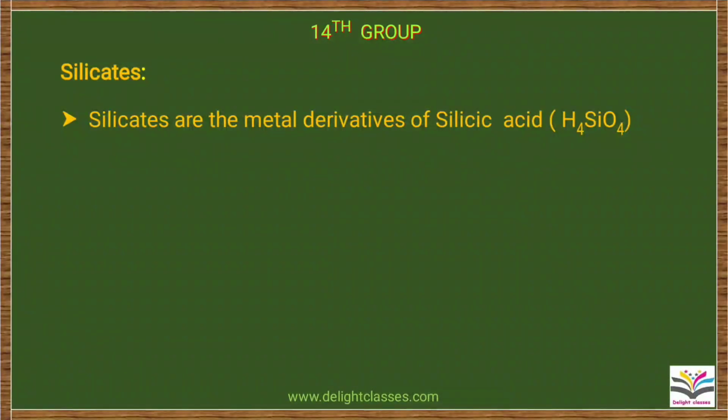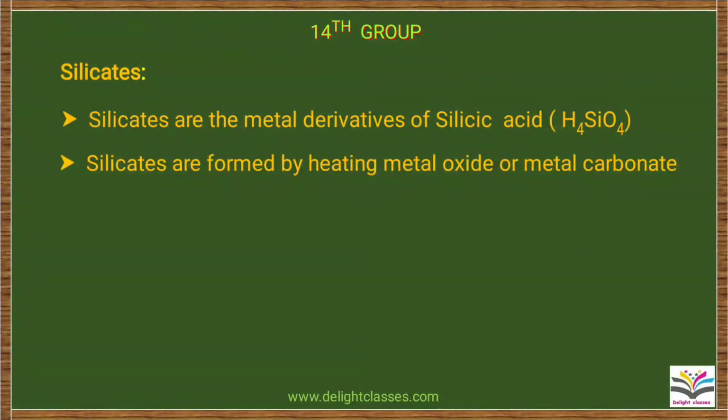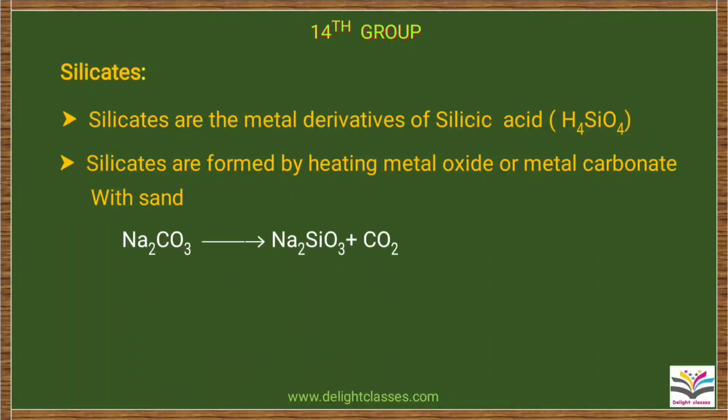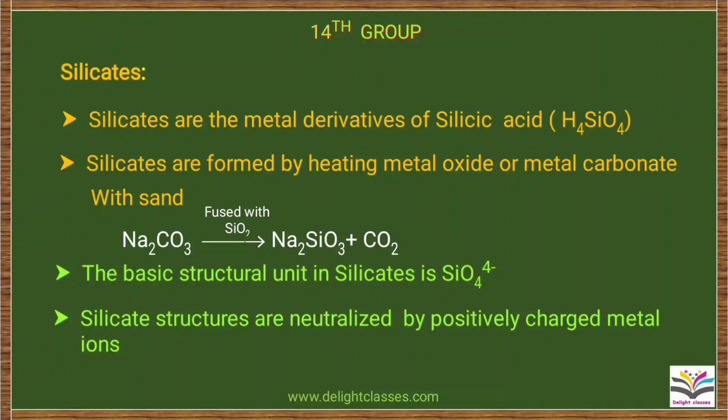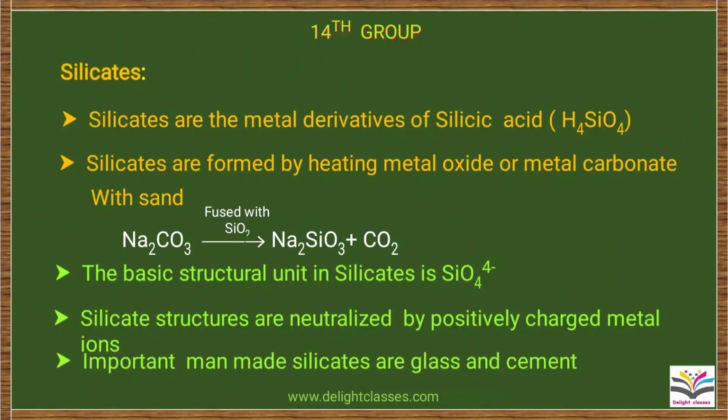Silicates. Silicates are the metal derivatives of silicic acid. They are formed by heating metal oxide or metal carbonate with sand. Sodium carbonate with fused SiO2 gives sodium silicate. The basic structural unit in silicates is SiO4 4 minus. Silicate structures are neutralized by positively charged metal ions. Important man-made silicates are glass and cement.